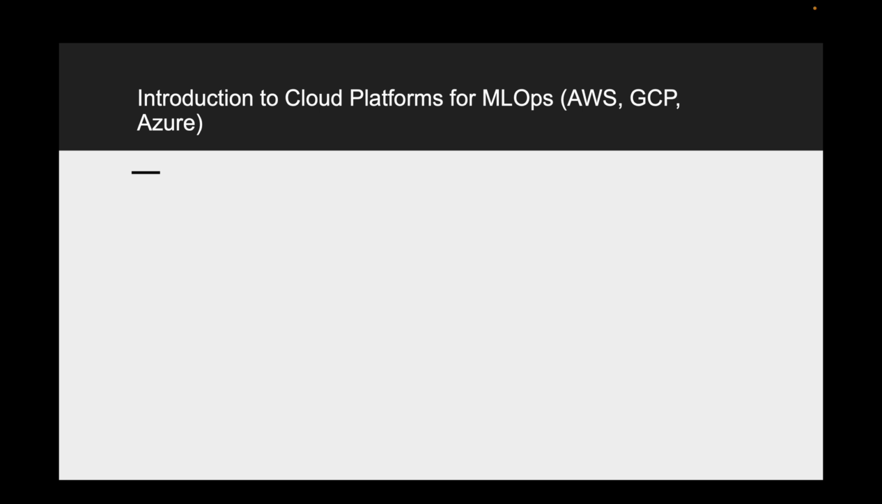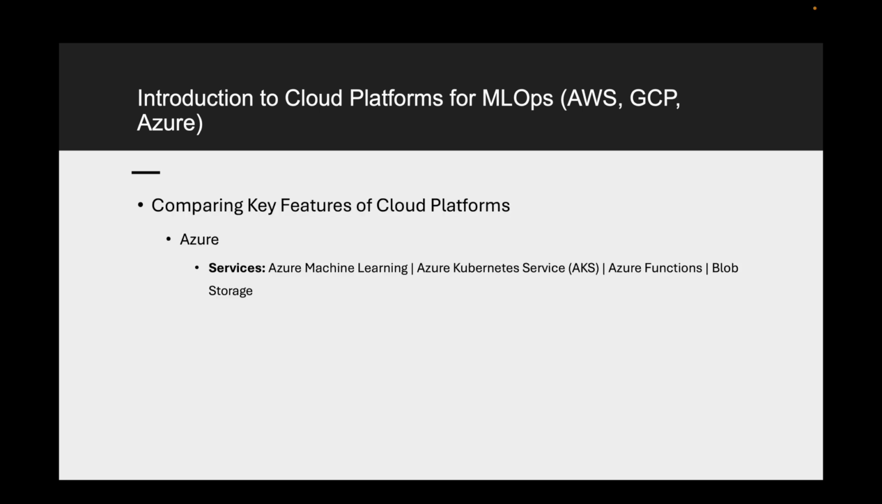Next, let's look at Azure. The Azure services available are Azure Machine Learning, which is a managed ML lifecycle service. We have Azure Kubernetes Service, which is AKS, managed Kubernetes clusters. We have Azure Functions, the serverless option for lightweight model deployment, and we have Blob Storage, which is data and model storage. Some of the key features include integration with Microsoft services like Office 365 and Azure DevOps.